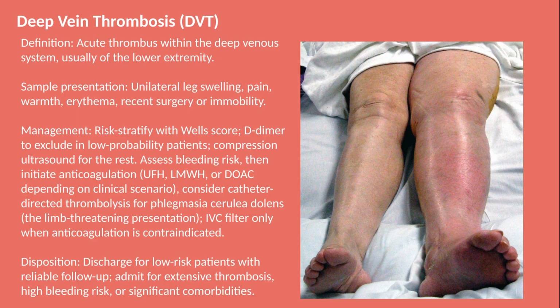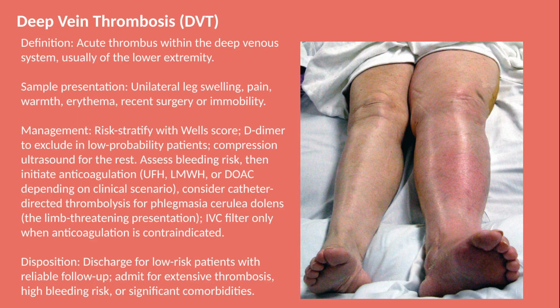A low probability patient with a negative D-dimer needs nothing further. Before treating, assess bleeding risk deliberately. Recent surgery, active bleeding, severe thrombocytopenia, and intracranial pathology all change the calculus. Then anticoagulate. A direct oral anticoagulant is standard for most outpatients.